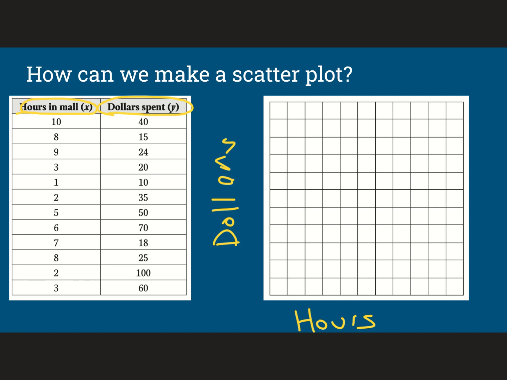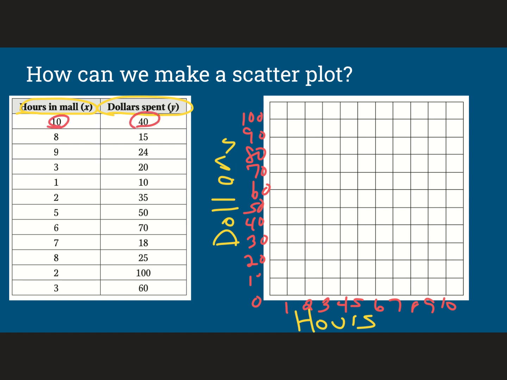And then really all we're going to do is we're going to go through. We're going to choose, this is 1, 2, 3, 4, 5, 6, 7, 8, 9, 10. Looks like 10 is the most hours. I see the highest amount of dollars spent was 100. So let's make this 90, 80, 70. Remember, they have to be evenly spaced, so we have to choose what we're counting by. 50, 40, 30, 20, 10. These are both 0.